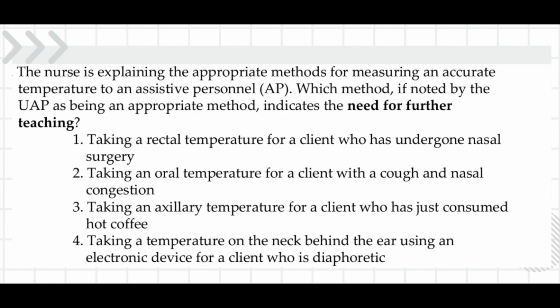Okay, so your next question here. The nurse is explaining the appropriate methods of measuring an accurate temperature to an assistive personnel. Which method, if noted by the assistive personnel, indicates the need for further teaching? 1, taking a rectal temperature for a client who has undergone nasal surgery. 2, taking an oral temperature for a client with a cough and nasal congestion. 3, taking an axillary temperature for a client who has just consumed hot coffee. Number 4, taking a temperature on the neck behind the ear using an electronic device for a client who is diaphoretic.